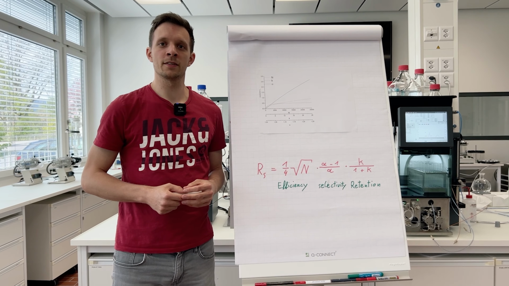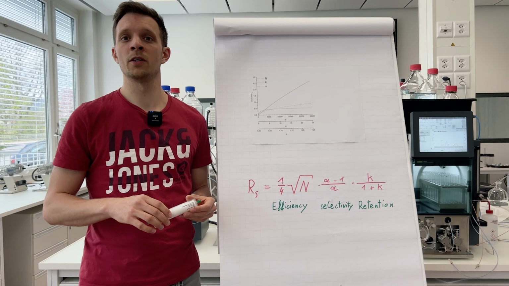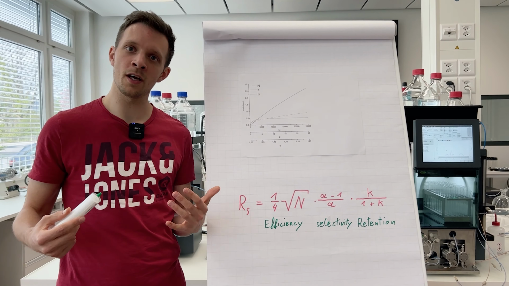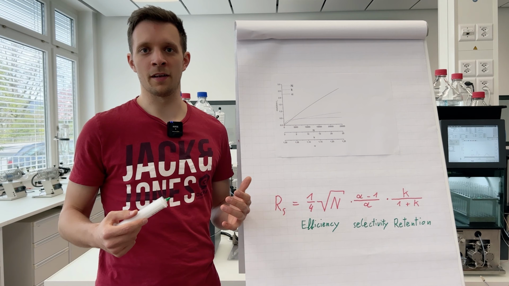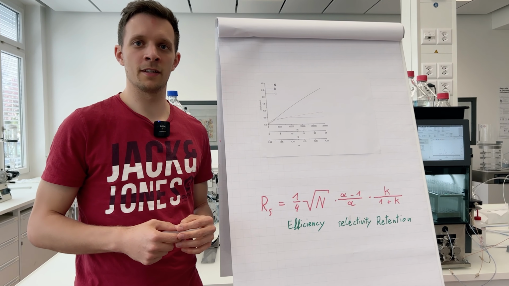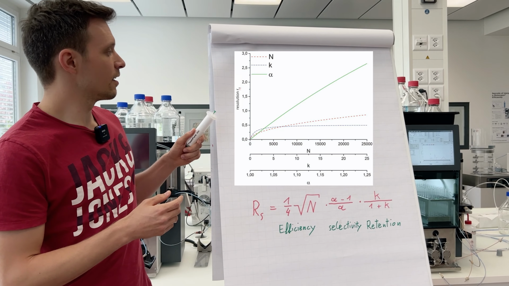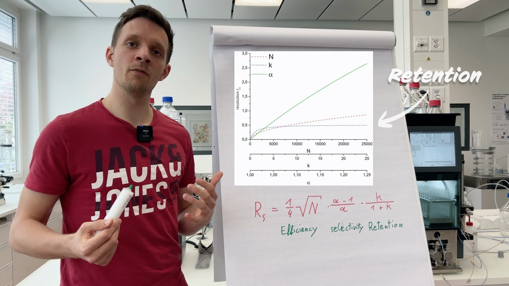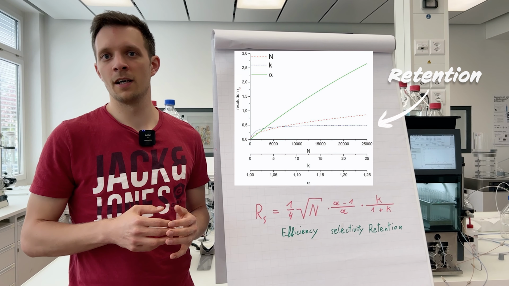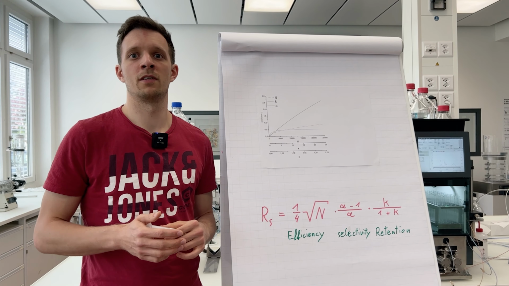The retention factor describes the migration speed of your compounds through the column, regardless of the dimensions of your column and the flow rate. But the influence of the retention factor on the resolution is limited, as you can see in this figure here. Only at low values of the retention factor, the impact is high. High retention factor values increase only the retention time, but do not improve the separation.